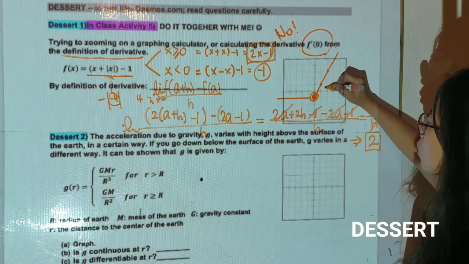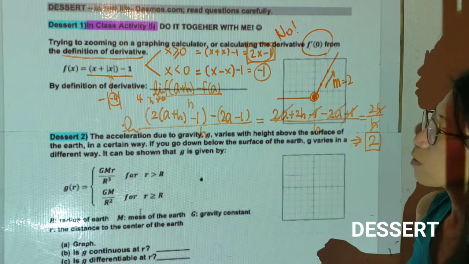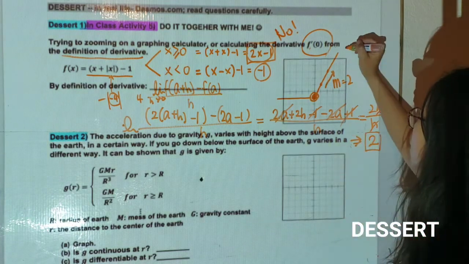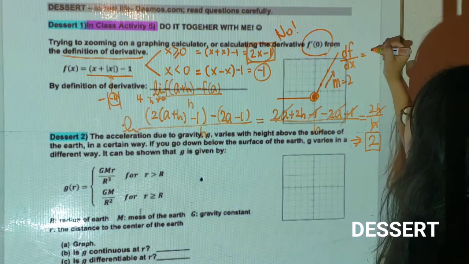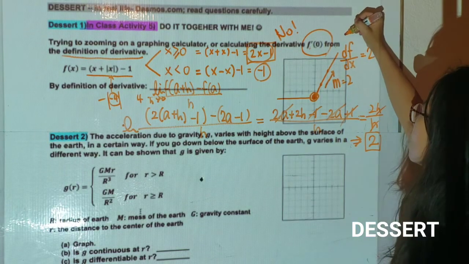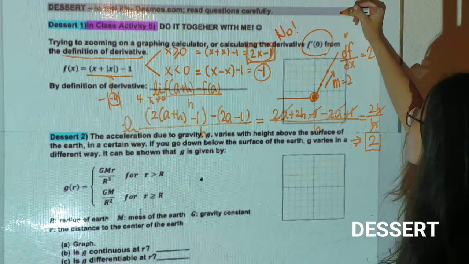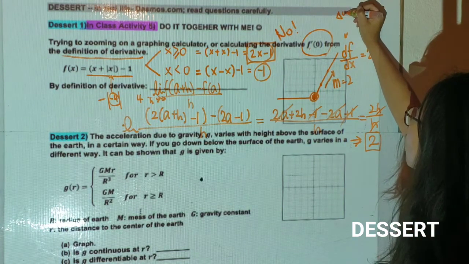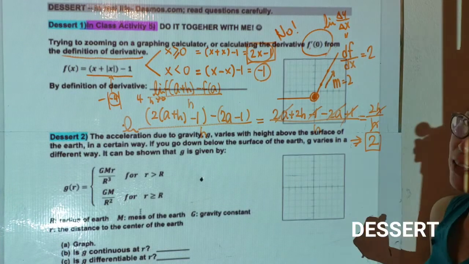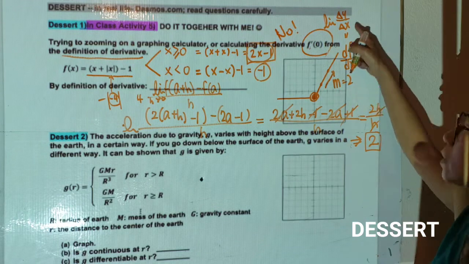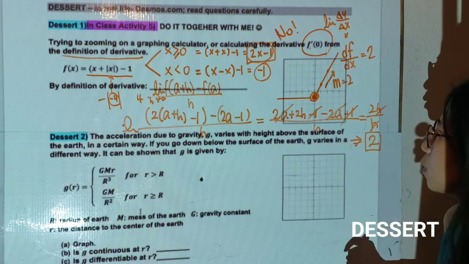What does that mean? On the positive side, I noticed that the slope is 2. I'm going to use now fancy notation. df dx is 2. What does that mean? That means the slope, the derivative. Derivative is slope, right? So it's going to be change in y over change in x. When you take the limit, that's what you get. Okay. I want you to know all the notation because we use this one a lot later and it will be very handy to know.